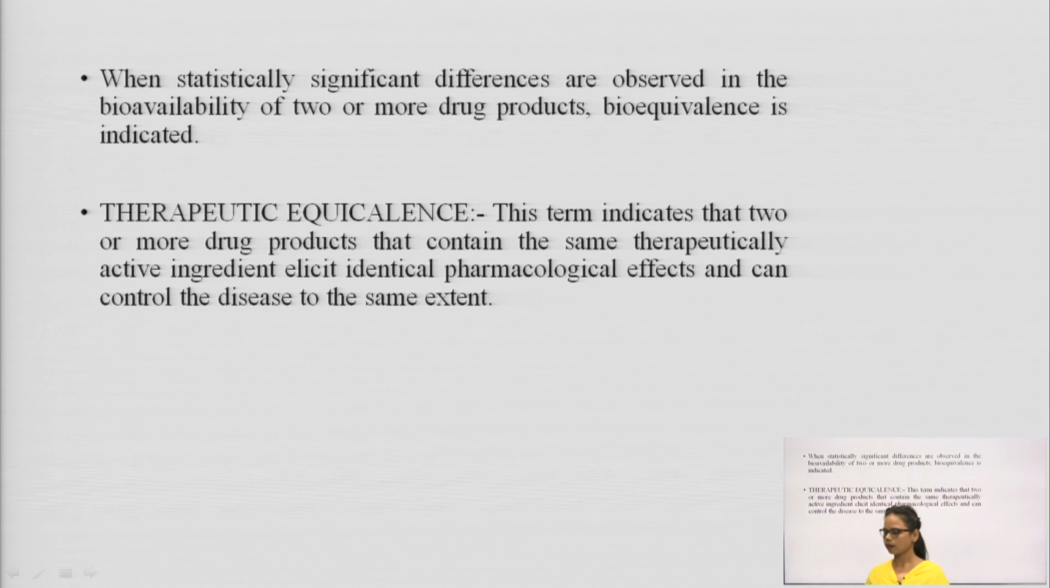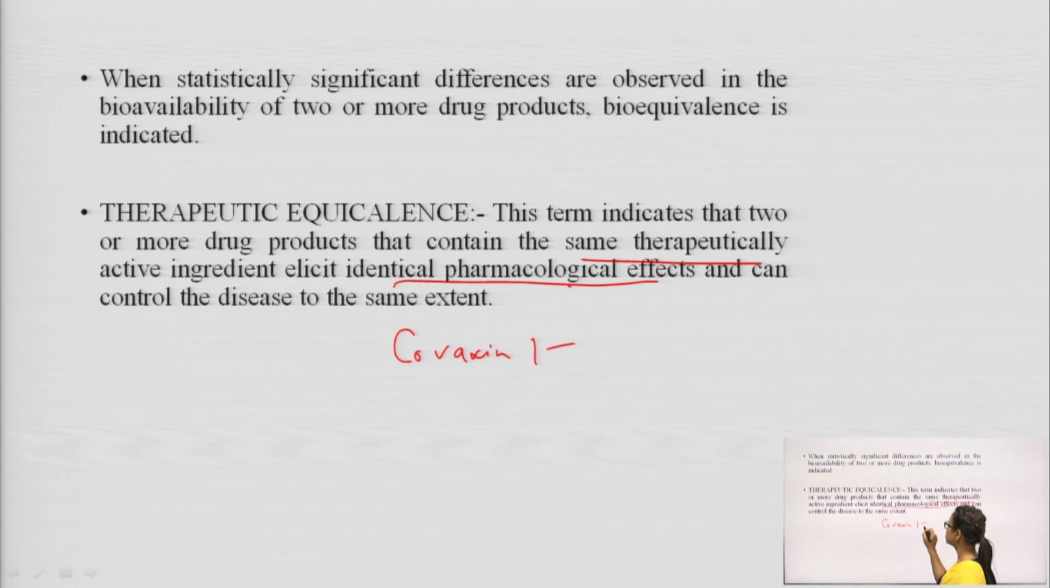Next is therapeutic equivalence. It means two or more drug products contain the same therapeutically active ingredient, elicit identical pharmacological effects and can control the disease to the same extent. Here is the example of Covaxin and Covishield. These two vaccines are for COVID-19, but they are two different drugs, but they show the same therapeutic and pharmacological effects.